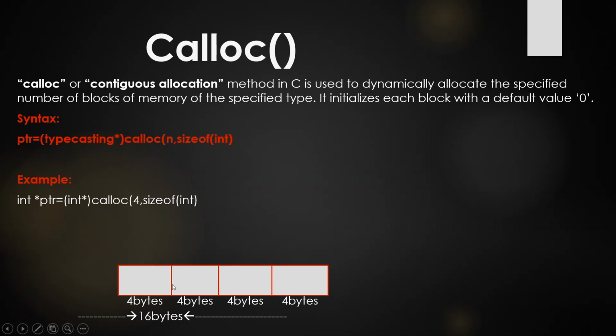But in malloc we are not initializing, we are just allocating a single block of memory, and not initializing to 0. But in calloc we are initializing to 0 after creating separate blocks of memory. This is the point: it initializes each block with a default value of 0. Here, if you try to access this block with this pointer, it will return 0 since we are initializing to 0. But if we try to access the malloc memory, we will get a garbage value since we are not initializing to 0. That is the main difference between calloc and malloc.